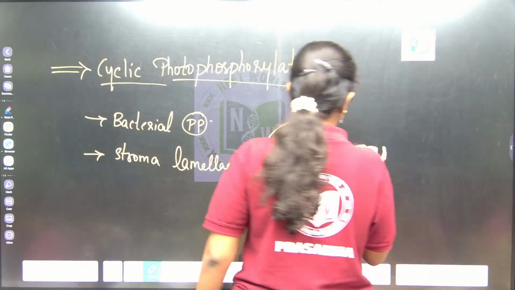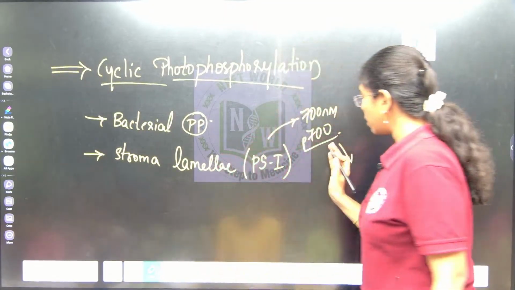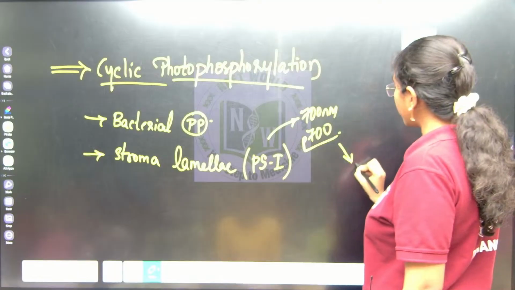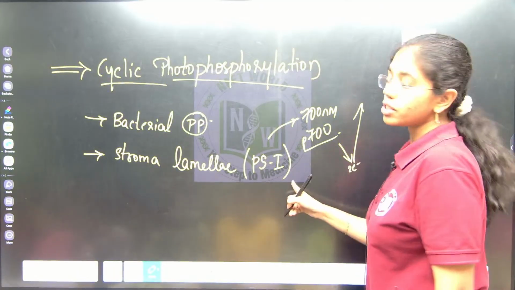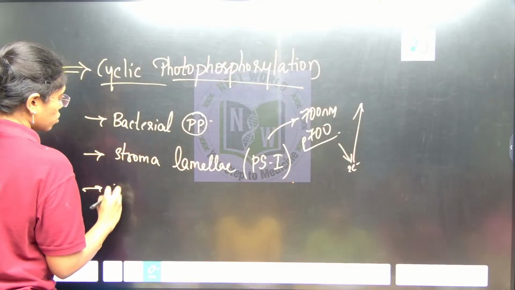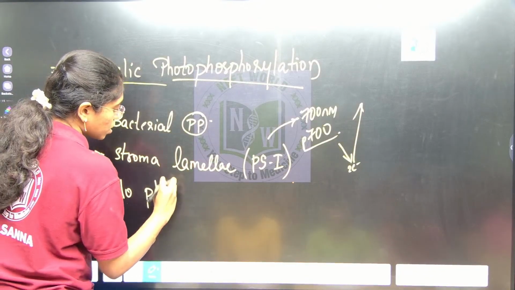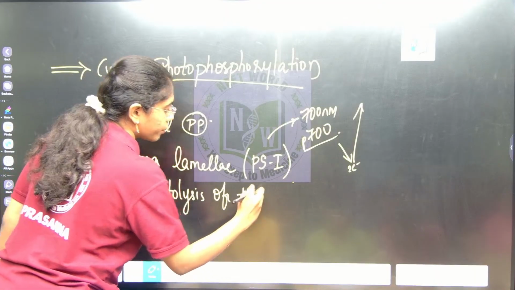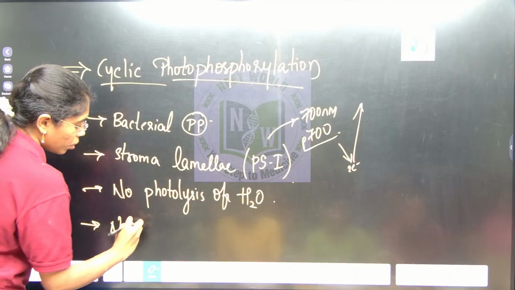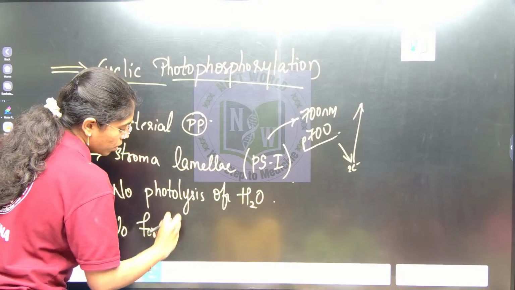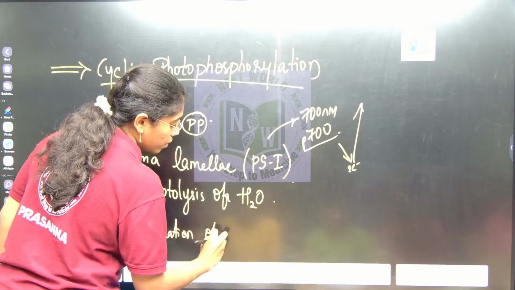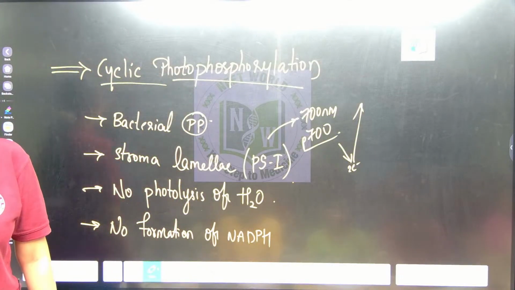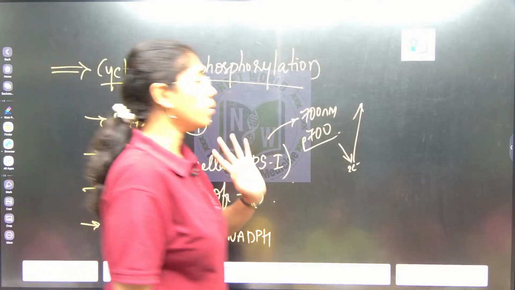So, when the photons are being pumped and first electrons get excited, right? They will get excited to what? No photolysis of water here. There is no photolysis of water, no formation of NADPH. ATP will be formed when there is electron flow from cytochrome B6F to plastocyanin.